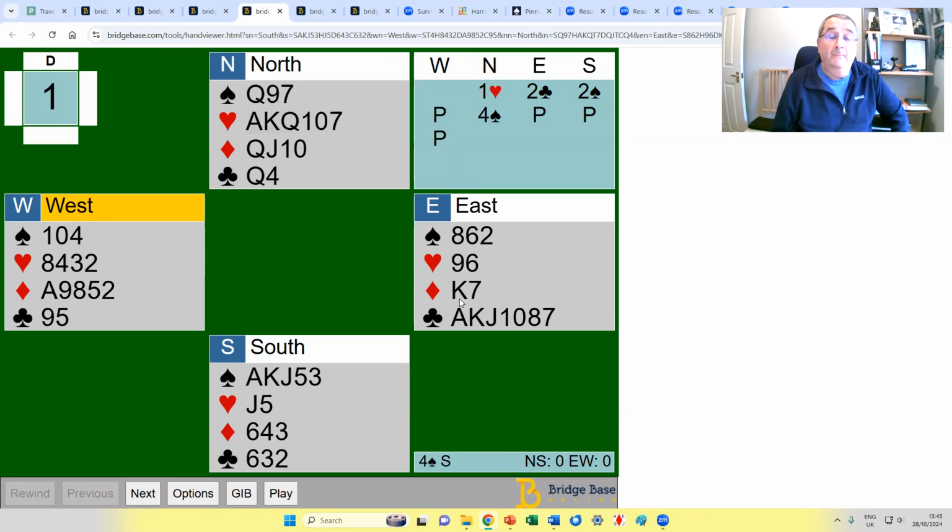It's an unusual lead there because you may think it risks giving away a trick. But really, if declarer has the ace of diamonds, you're probably not going to make any tricks there in the diamond suit.